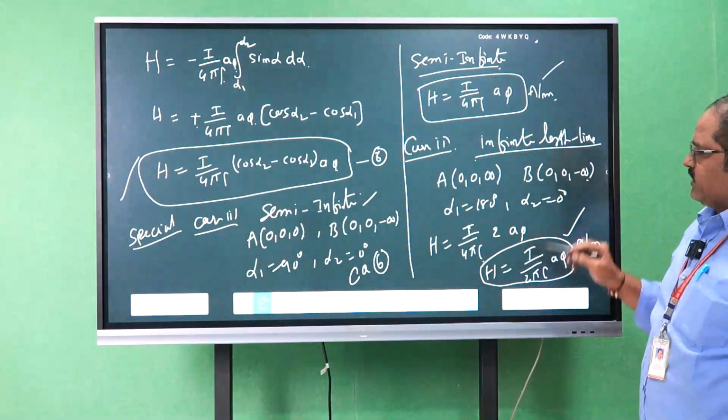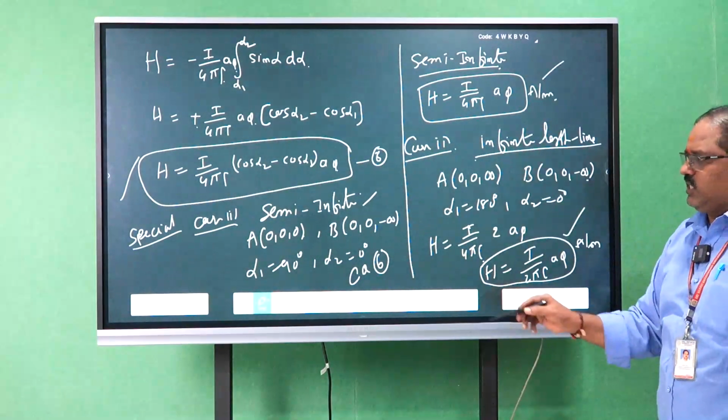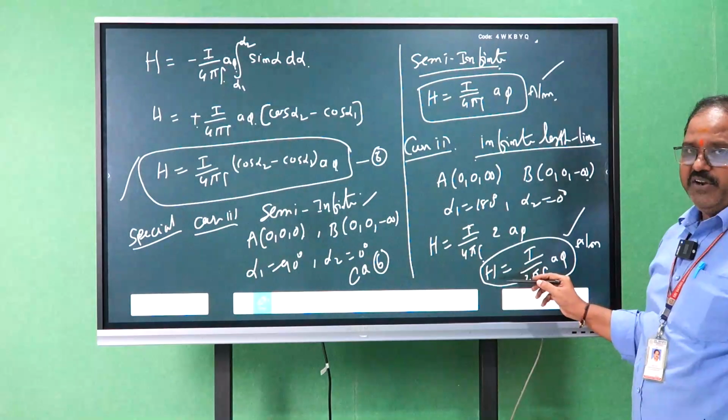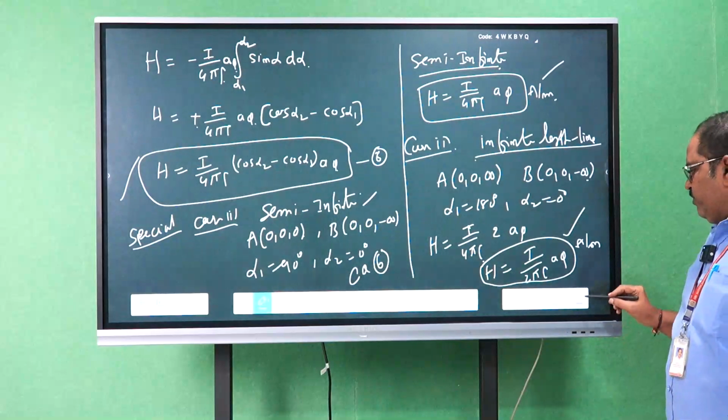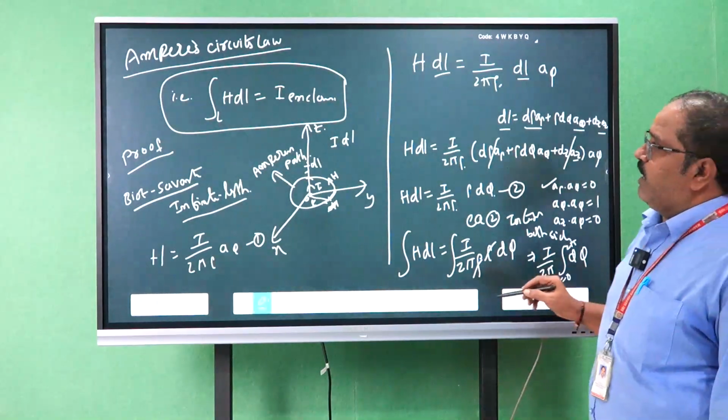Case 2 is the infinite length line. Therefore, substitute the limits in this equation and find the magnetic field intensity. H is equal to I by 2 pi rho a phi ampere per meter. And the next important concept is Ampere's circuital law.